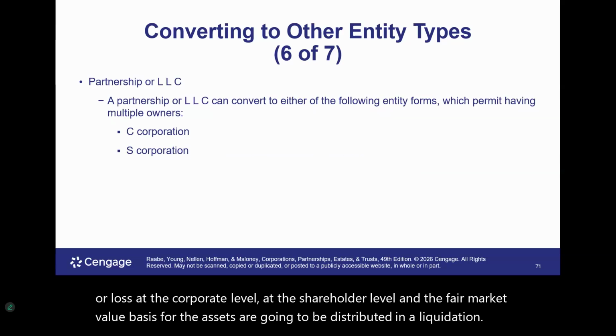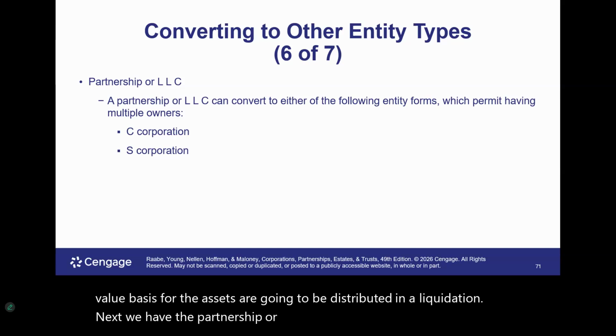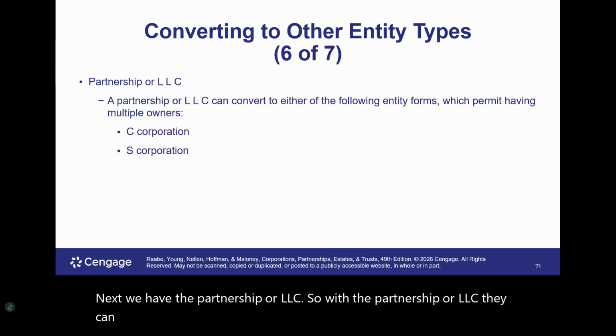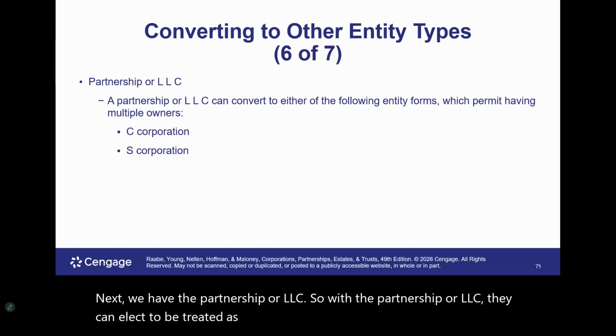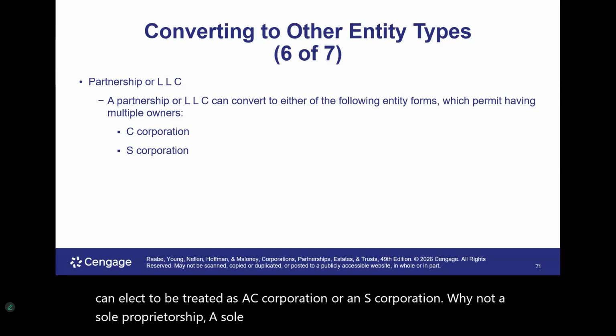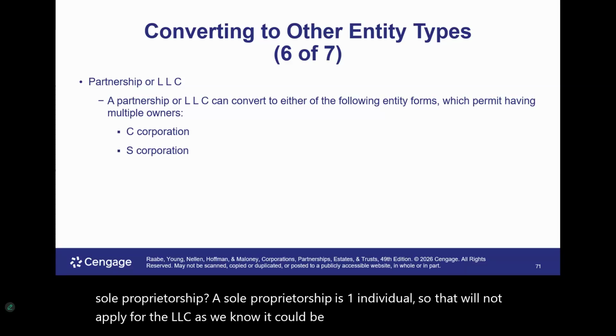Next, we have the partnership or LLC. So with the partnership or LLC, they can elect to be treated as a C corporation or an S corporation. Why not a sole proprietorship? A sole proprietorship is one individual, so that will not apply. For the LLC, as we know, it could be single member or it can be multi-member.